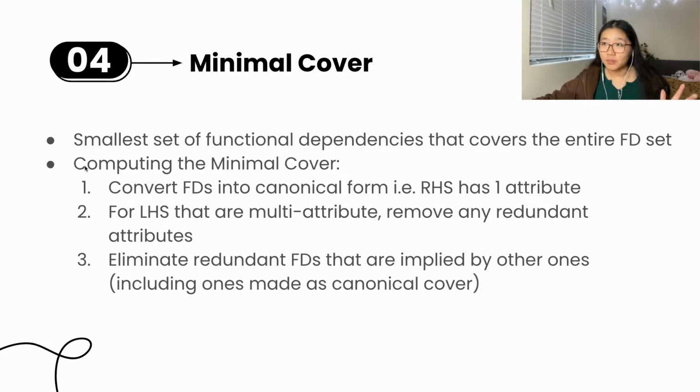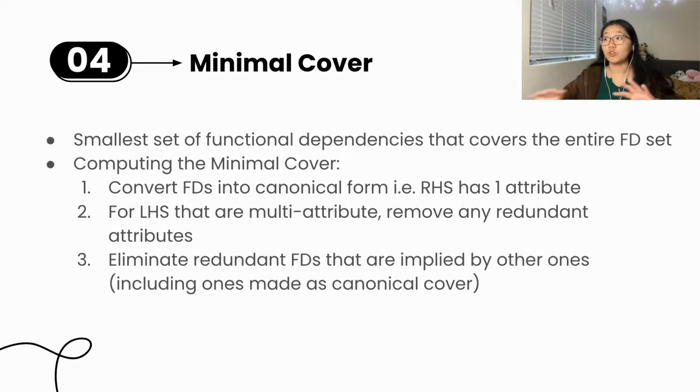So the steps are quite simple. In the first step, you want to convert everything into something called the canonical form. This basically means we want to convert all of the functional dependencies so the right hand side of each functional dependency only has one attribute. I'll show you what I mean by that later. Then you also want to look at the functional dependencies with multiple attributes on the left hand side, and get rid of any attributes that are redundant.